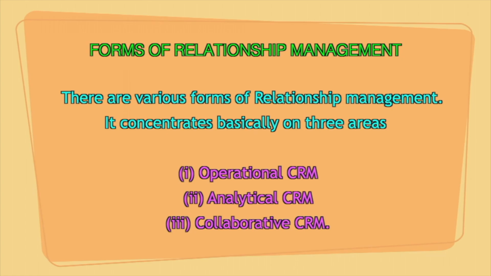Operational CRM is basically how the CRM is made functional. Analytical CRM is how the databases and the analytics are derived from the CRM exercises. And the third one is how the collaborations are made so that CRM practices can be made much more effective. So these are basically the three areas in which we can talk about the various forms of relationship management.